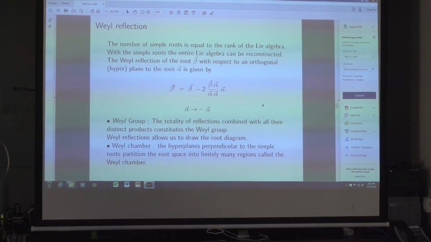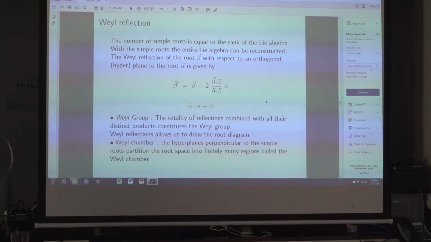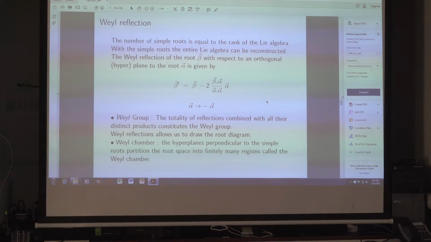Okay, so the hyperplane is perpendicular to the simple roots. Remember the simple roots, because they are the building blocks that allow you to generate the other roots. I'm talking about the Weyl chamber associated to the simple roots. They partition your root space into finitely many regions called the Weyl chambers.